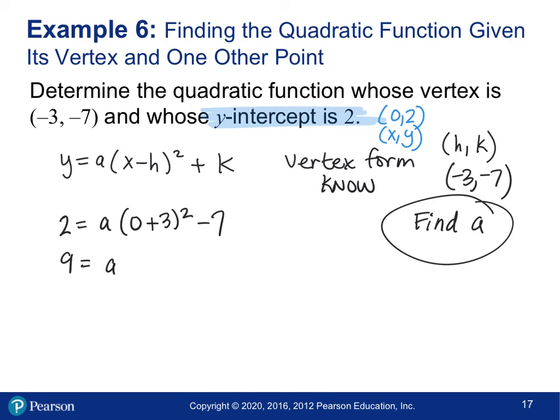3 plus 0 is 3. 3 squared is 9. So that's 9A. All right, divide by 9, I get A is 1. So once I know what A is, I can write my equation. Y is equal to 1 times X minus the -3, so X + 3 squared minus 7.